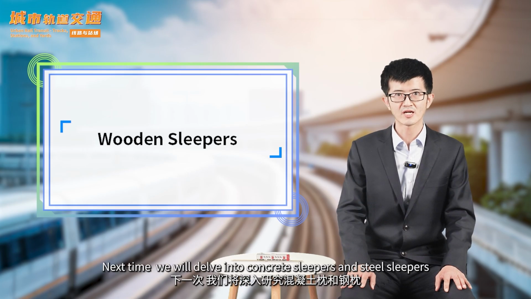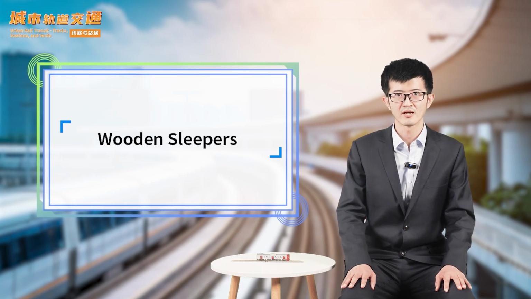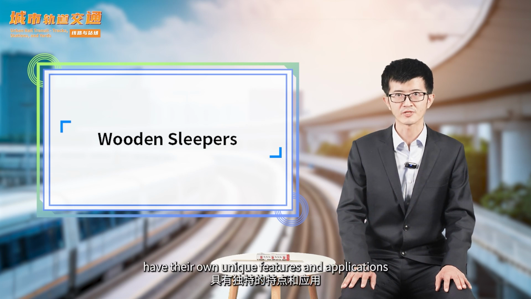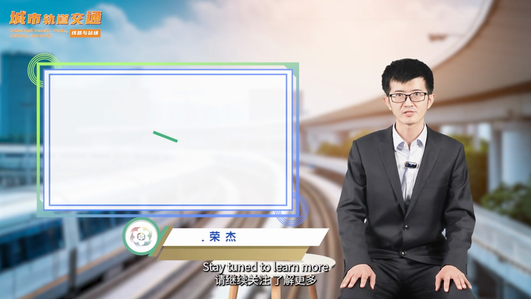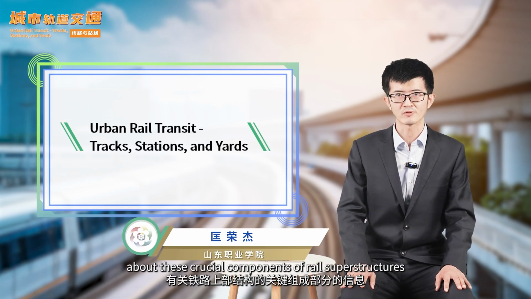Next time, we will delve into concrete slippers and steel slippers, exploring their characteristics and advantages in rail-track construction. These alternative slipper materials have their own unique features and applications in modern rail infrastructure. Stay tuned to learn more about these crucial components of the rail superstructure.